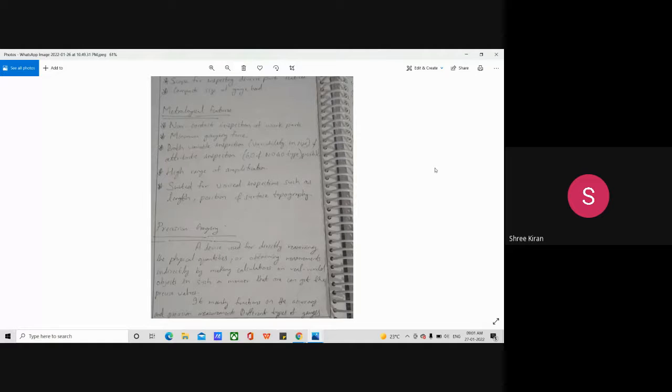Now we are going to start with precision gauging. It is a device used for directly measuring physical quantities, or obtaining measurements indirectly by making calculations on real world objects in such a manner that one can get the precise values. Already we will be having a definite value, and with respect to that value we will measure with the instruments and cross check the precision.